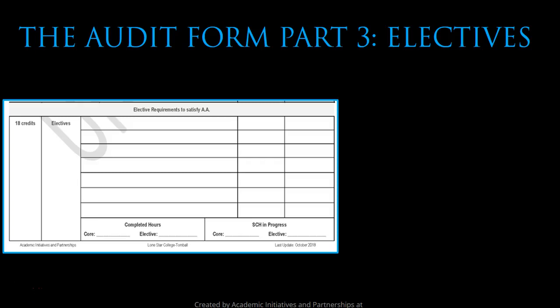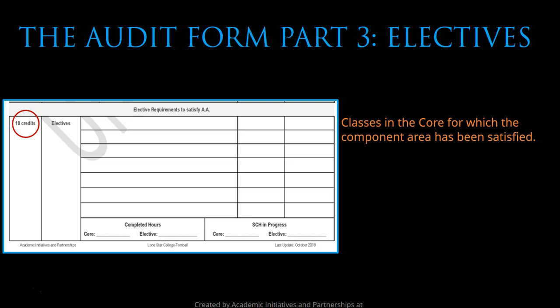Okay, so at the end of part two, I posed the question, what happens if you take another class in the core when you've already met the core requirement? So that actually brings us to the final part of the audit form, which is the electives part. You get 18 credit hours if you are pursuing the Associate of Arts degree.